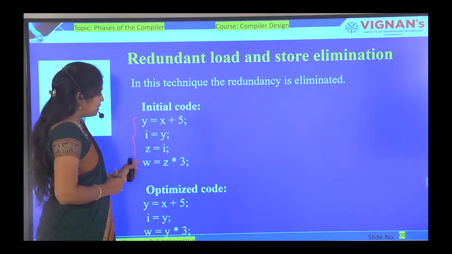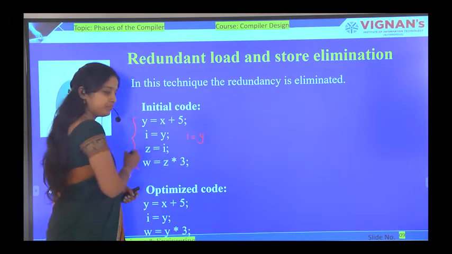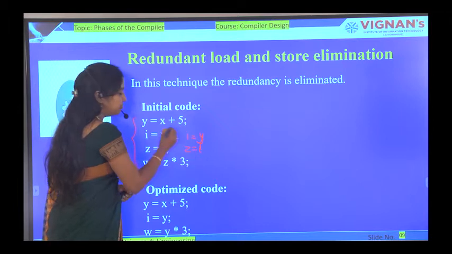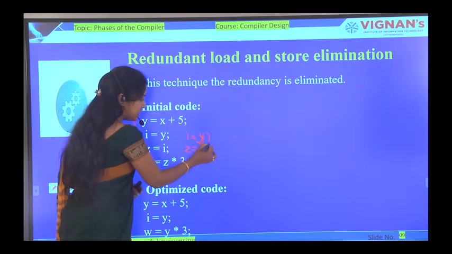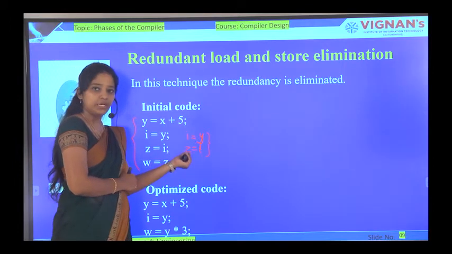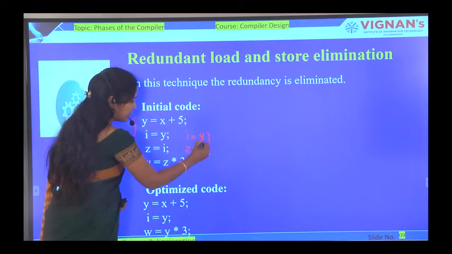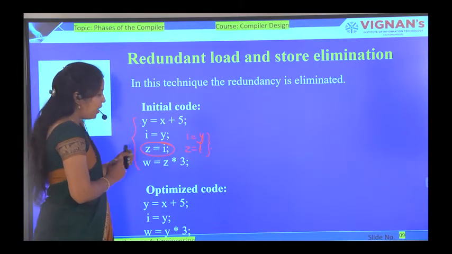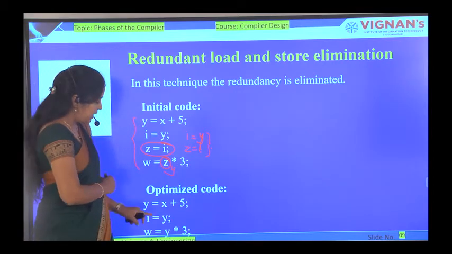If you observe the second statement and the third statement, y will be assigned to I, and again I will be assigned to z. Finally the z value is substituted in the last statement. If you consider these two statements, some duplication is there. First the y value is assigned to I, again the I value is assigned to z. So this can be written directly. We can remove the statement z equals I by replacing the y value in the place of z.